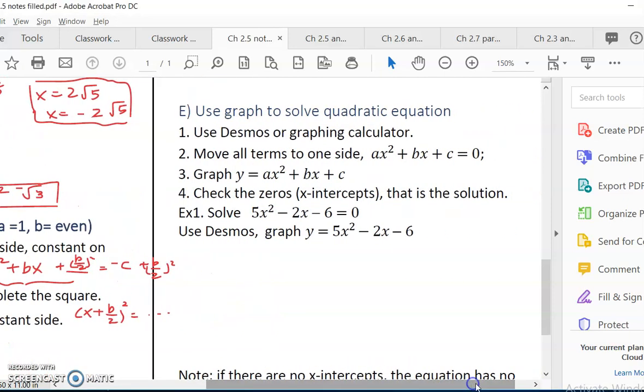College algebra student, this video is for chapter 2.5, part 3. Continue with solving quadratic equations. In this section, we are looking at how we can use graphs to solve quadratic equations.